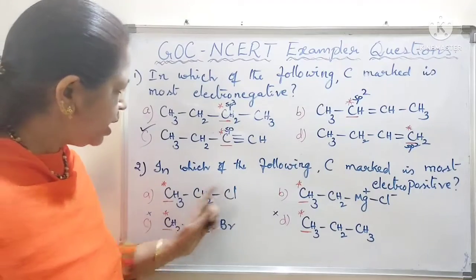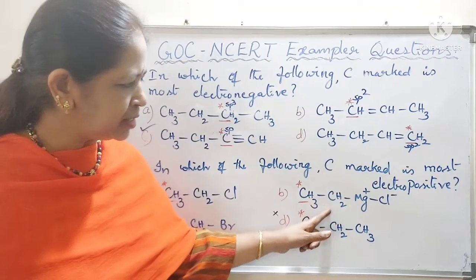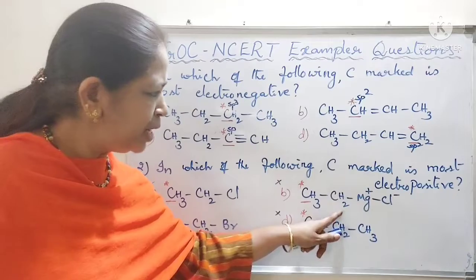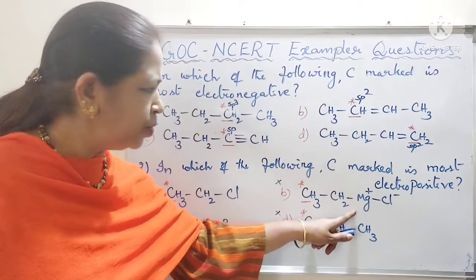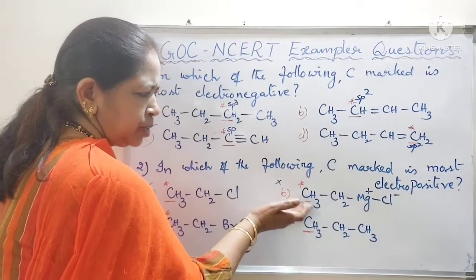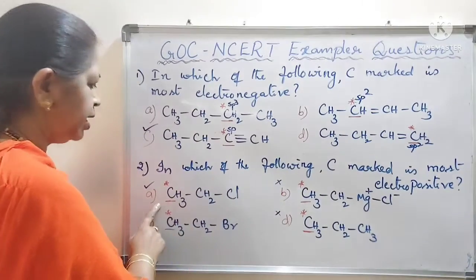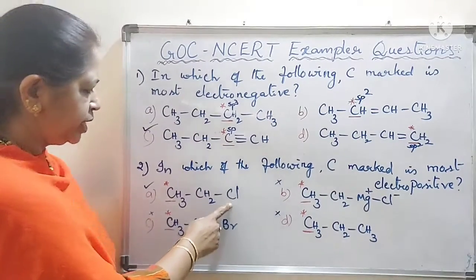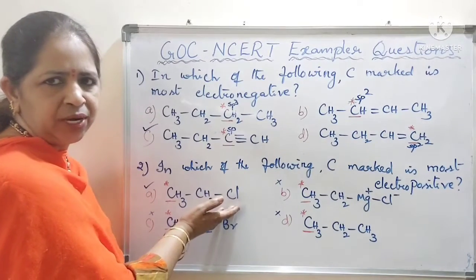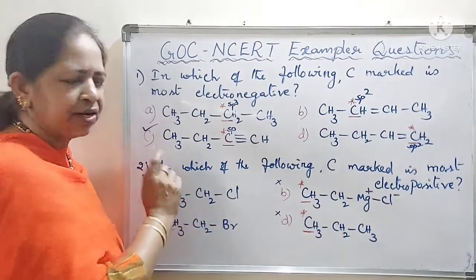Among A and B, in one chlorine is directly attached to the carbon, and the other is a Grignard reagent. Chlorine is not directly attached to the carbon; in the middle, magnesium is present. So electron density will not move towards the chlorine in option B, and this is not the most electropositive carbon. So option A is the correct one, in which chlorine is directly attached to the carbon atom and the electron density moves towards the chlorine. So option A is the correct answer for this second question.